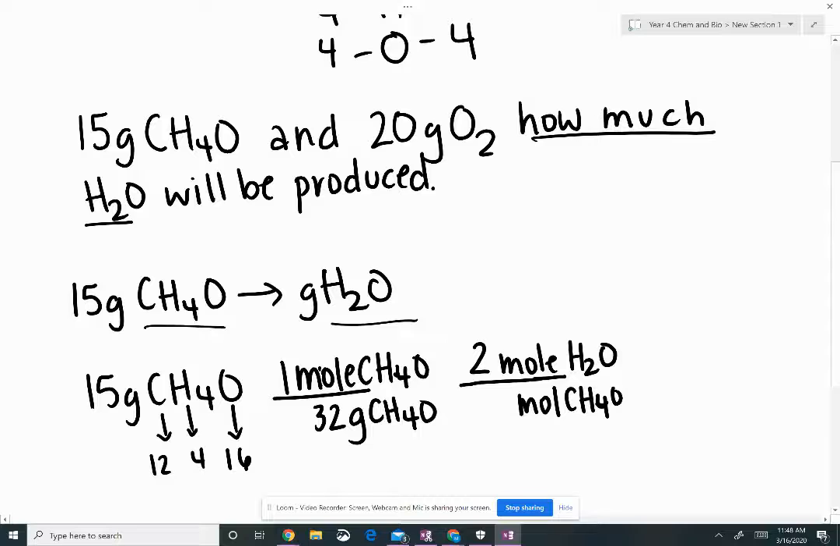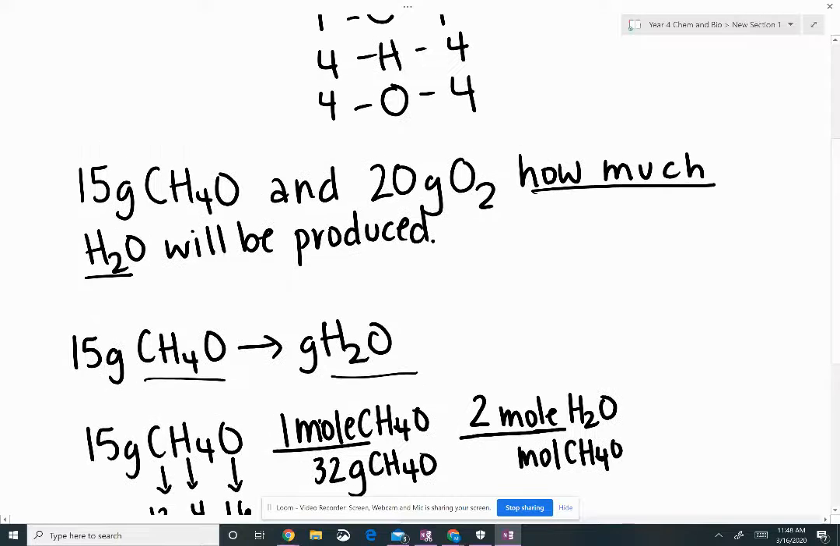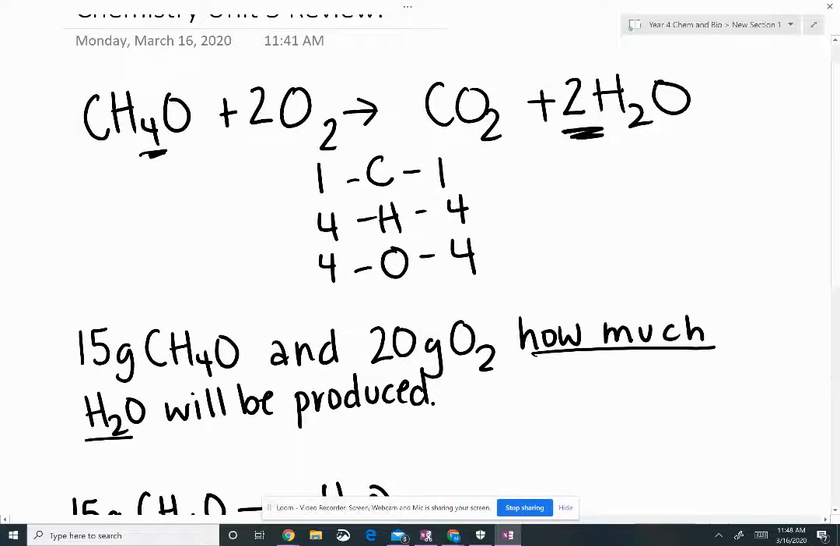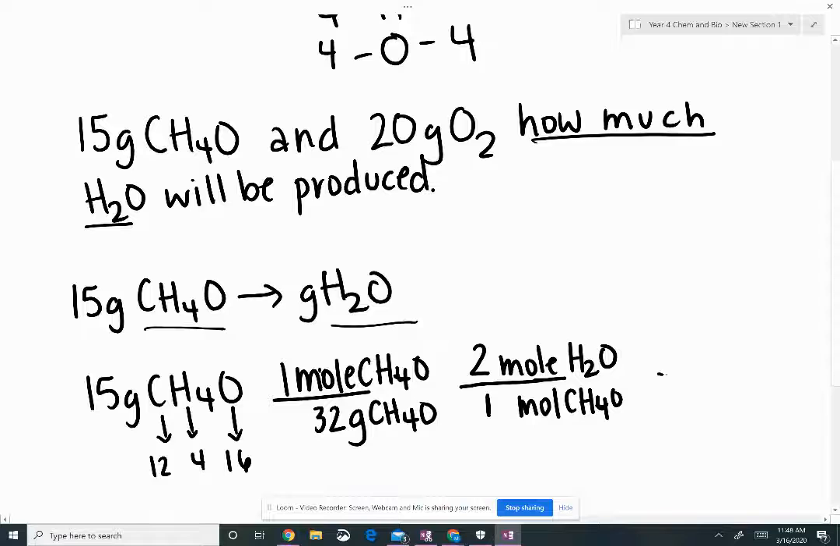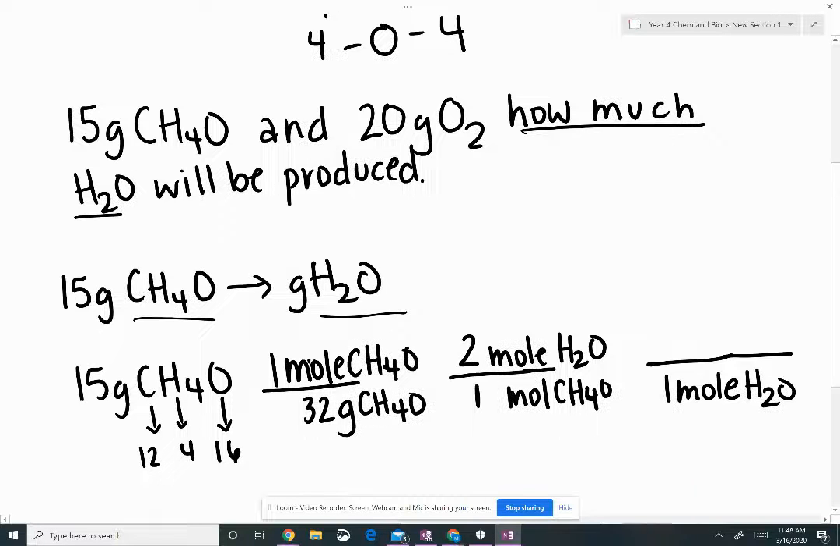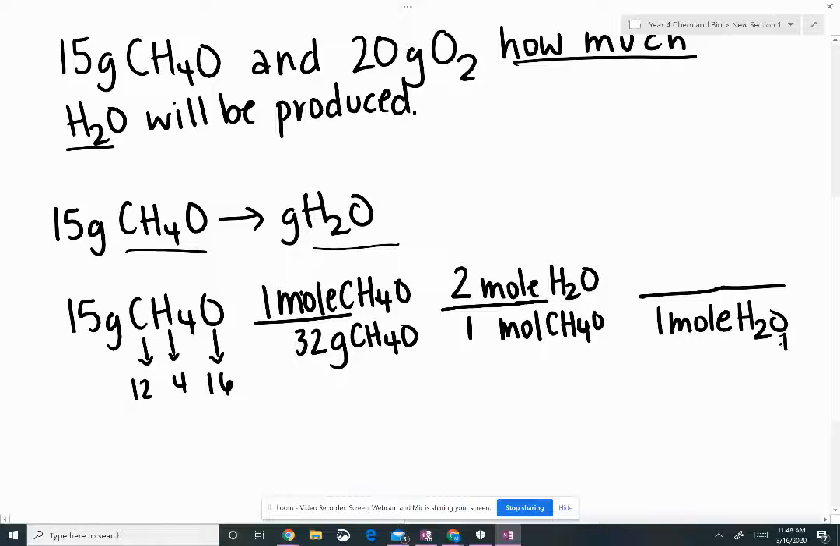So I'm going to go ahead and put that there. The number in front of CH4, I don't have a number, so it's going to be a 1. Then I'm going to have to look at this: 1 mole of H2O is how many grams? So I add those things up. Each one of these weighs 16, that weighs 2, so 18 grams of H2O, right?